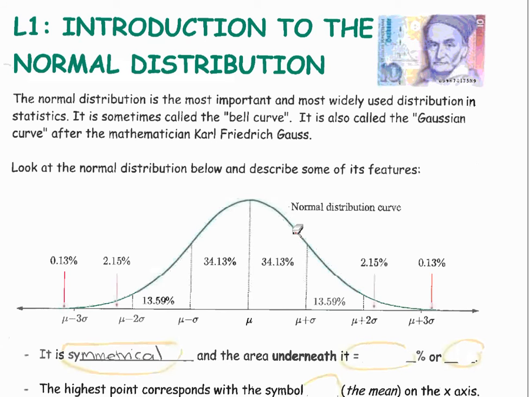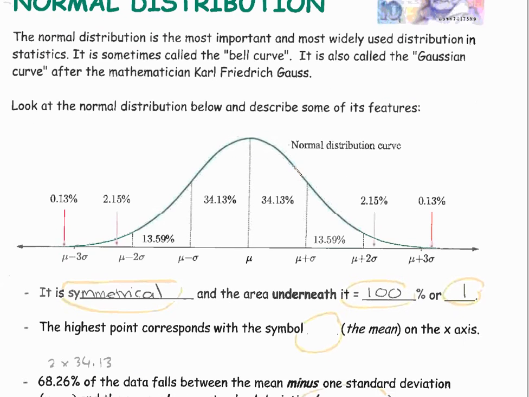And the area underneath it, if you added up all these areas, is equal to 100%. More commonly, rather than say 100%, we'll write it as a decimal. 100% as a decimal is the number 1. So by definition, the normal distribution is this bell-shaped curve. It's symmetrical around the mean. The mean is this center point here. And the area underneath the normal distribution is always defined as being equal to the number 1, meaning 100%.